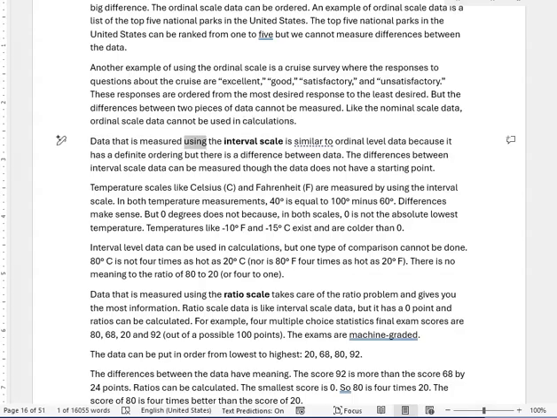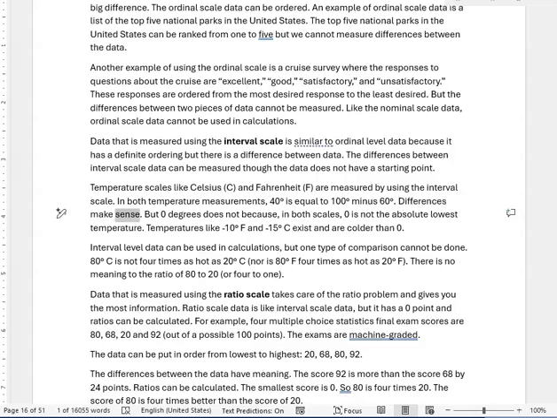Data that is measured using the interval scale is similar to ordinal level data because it has a definite ordering, but there is a difference between data. The differences between interval scale data can be measured, though the data does not have a starting point. Temperature scales like Celsius, C, and Fahrenheit, F, are measured by using the interval scale. In both temperature measurements, 40 degrees is equal to 100 degrees minus 60 degrees.